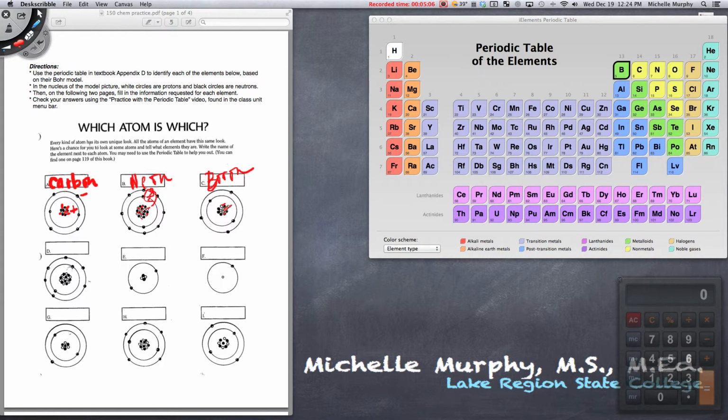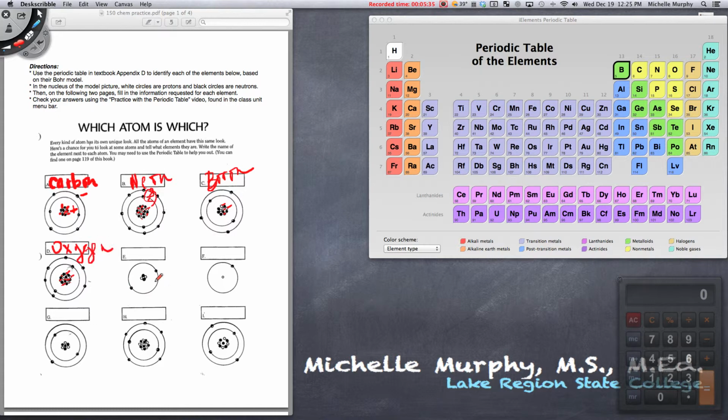So 1, 2, 3, 4, 5, 6 neutrons. We don't use neutrons to define the element, we use protons. Okay, next one. 1, 2, 3, 4, 5, 6, 7, 8. We have 8 protons. Just to double check, we have 1, 2, 3, 4, 5, 6, so 8 electrons. 8 over here on the periodic table is oxygen. So this is a representation of oxygen.